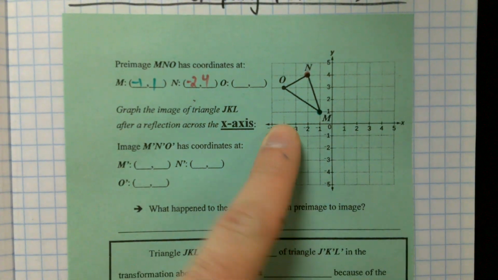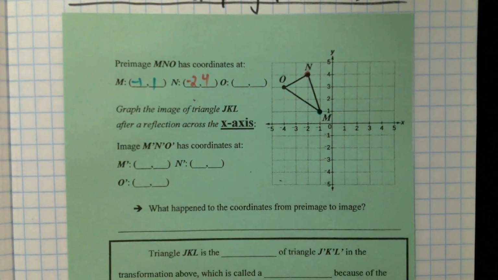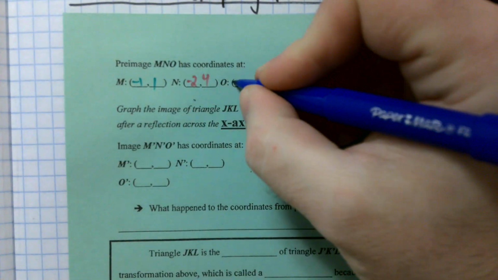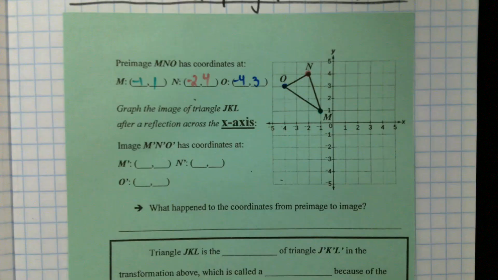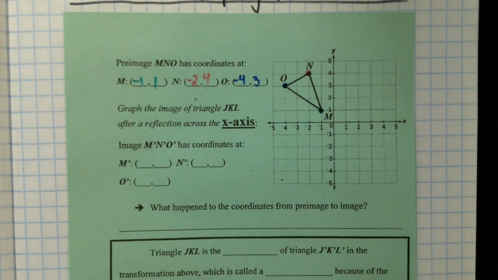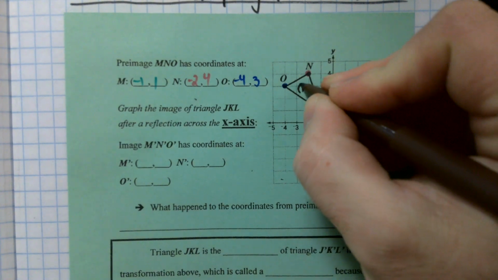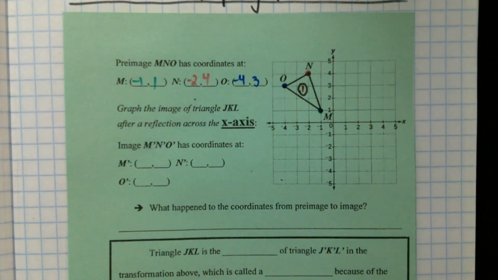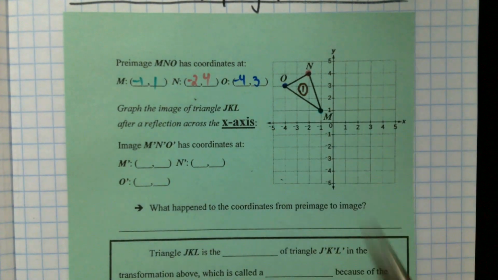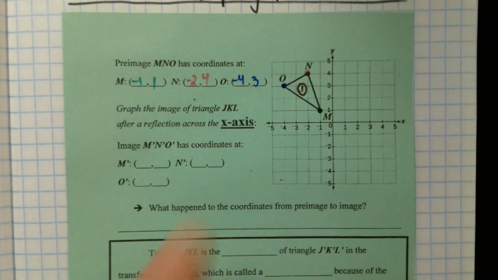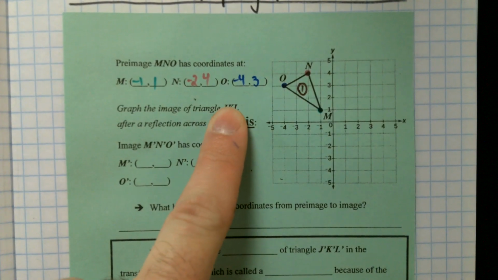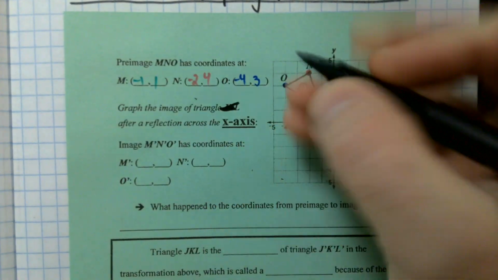And then, Kayla, you got O for me back there? -4, comma, 3. Good. What am I going to put on the inside of this triangle here? A 1. It's my pre-image, I can tell because it's the only triangle there. And none of my points have what's on them? Primes, right? There's no primes, so I know this is triangle 1. I don't know why this says JKO. I must have been tripping when I did this. MNO.